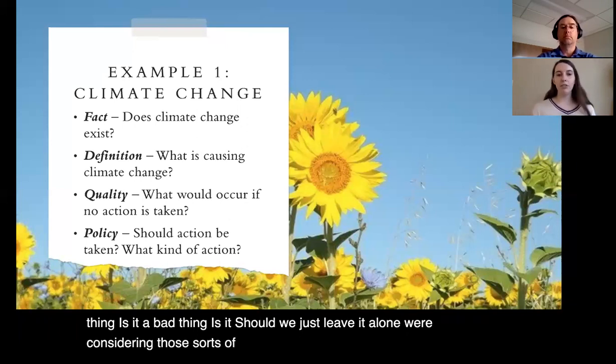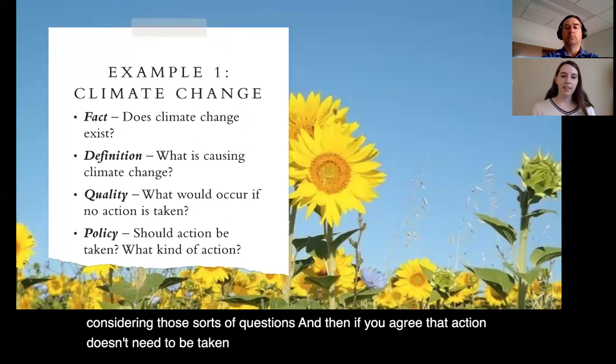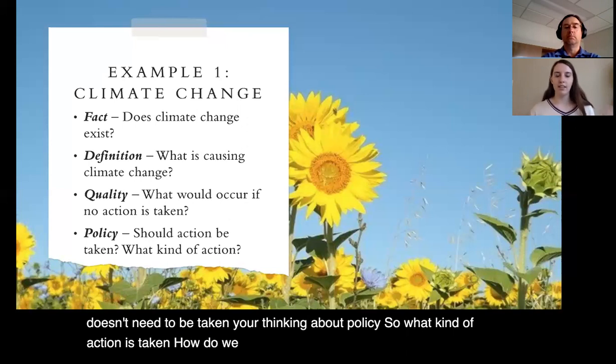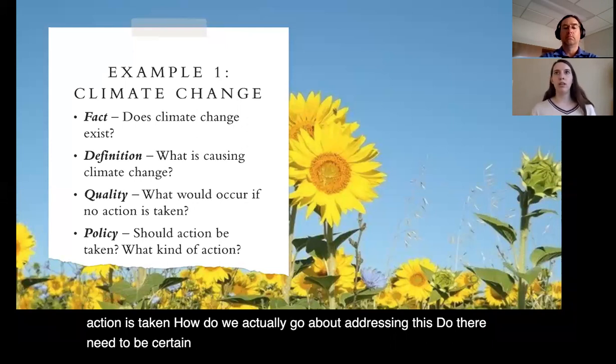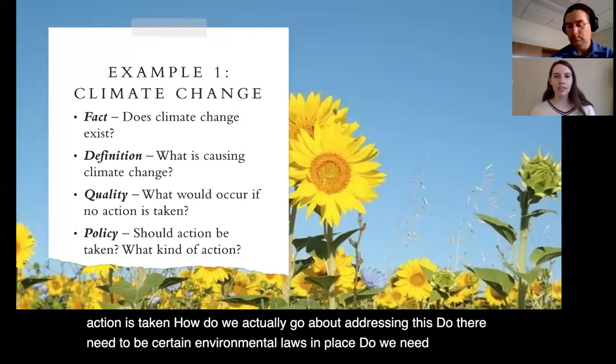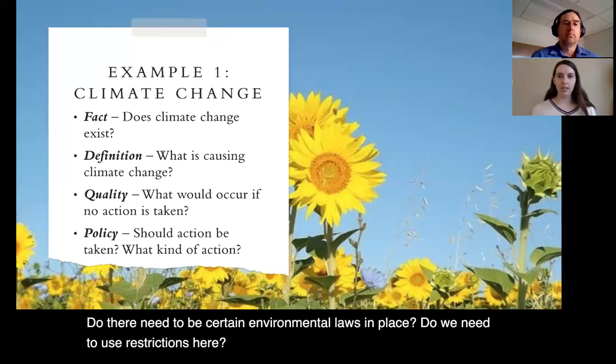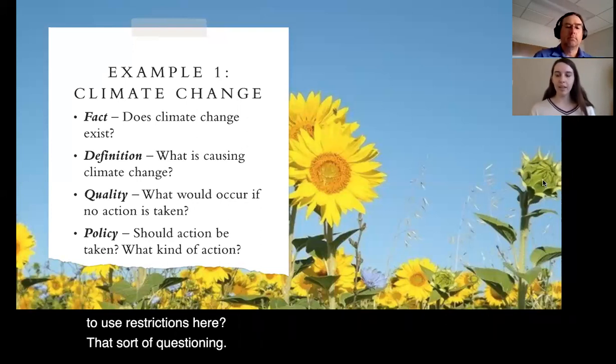And then if you agree that action does need to be taken, you're thinking about policy. So what kind of action is taken? How do we actually go about addressing this? Do there need to be certain environmental laws in place? Do we need to use restrictions here? That sort of questioning. Okay.